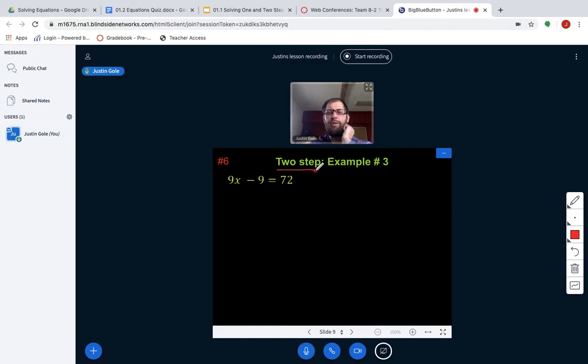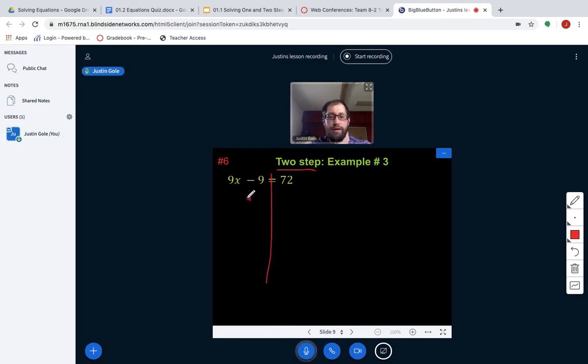Before we move on to a little bit more difficult, we've had integers. We'll have some rational numbers like fractions and decimals. Make things fun, fun, fun. All right, so 9x minus 9 equals 72. Take 30 seconds and try to solve this one in your head.